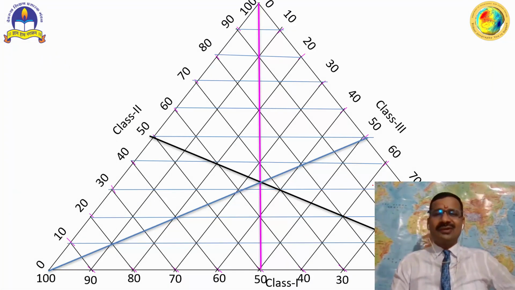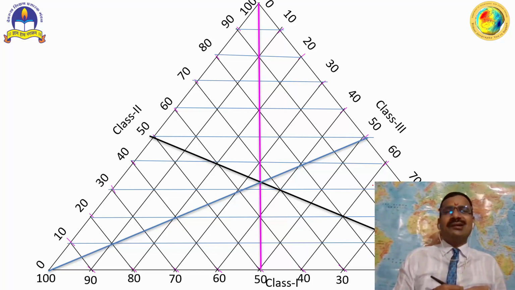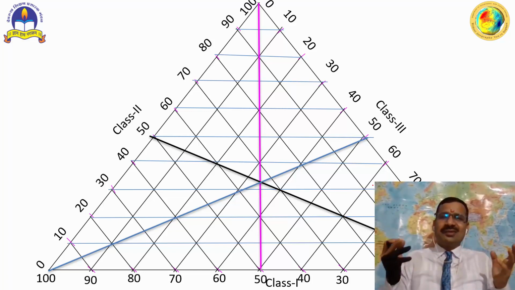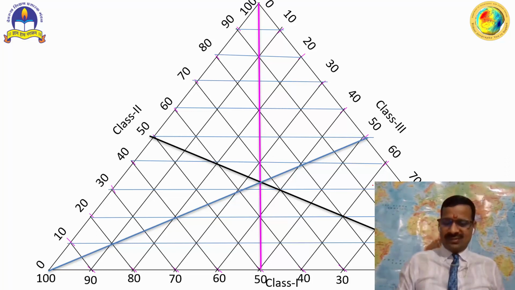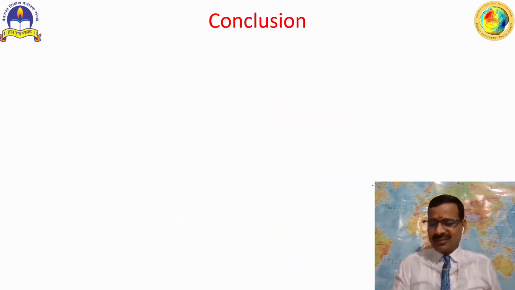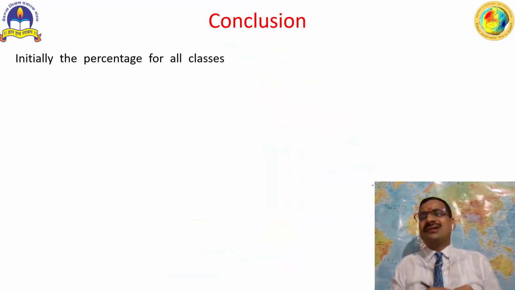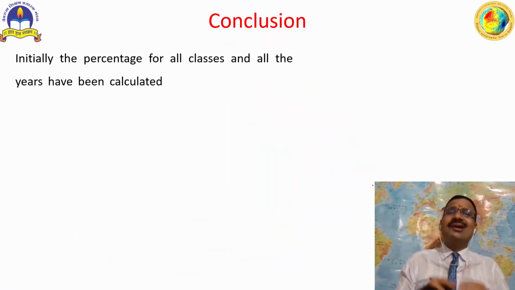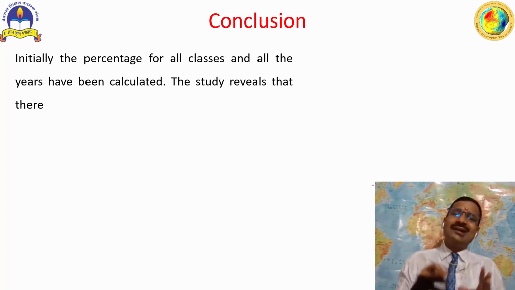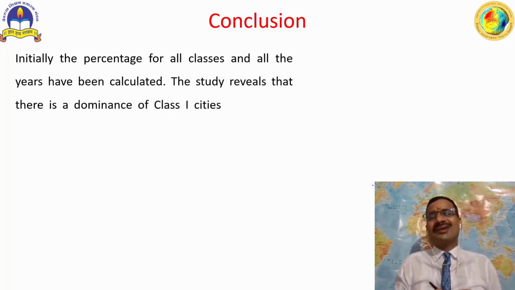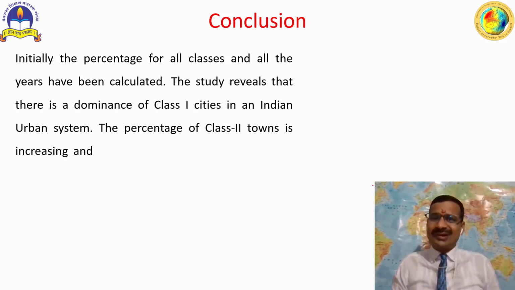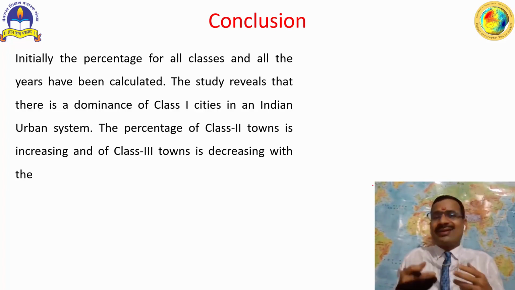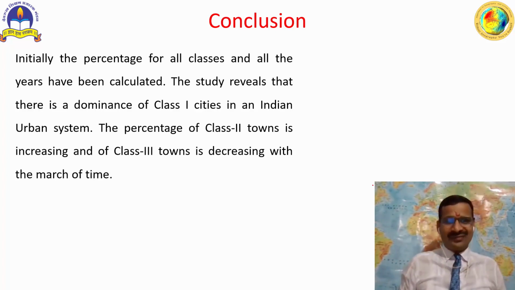Now I am going to conclude. Though I have not depicted all the points that have been demarcated on the triangular graph, I have demarcated the same on the graph paper using the manual method, and accordingly I am going to conclude this session. Initially the percentage for all classes and all the years has been calculated. The study reveals that there is a dominance of class 1 cities in the Indian urban system. The percentage of class 2 towns is increasing and class 3 towns is decreasing with the march of time.